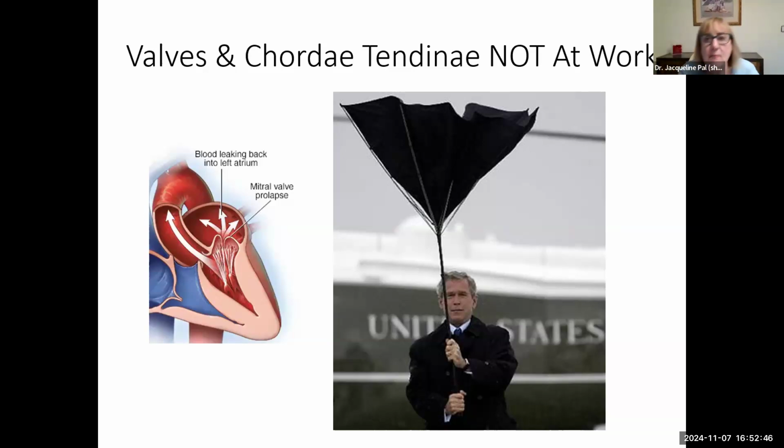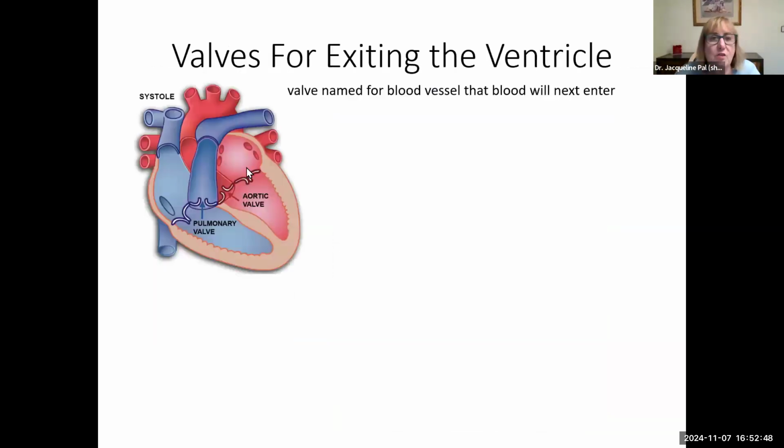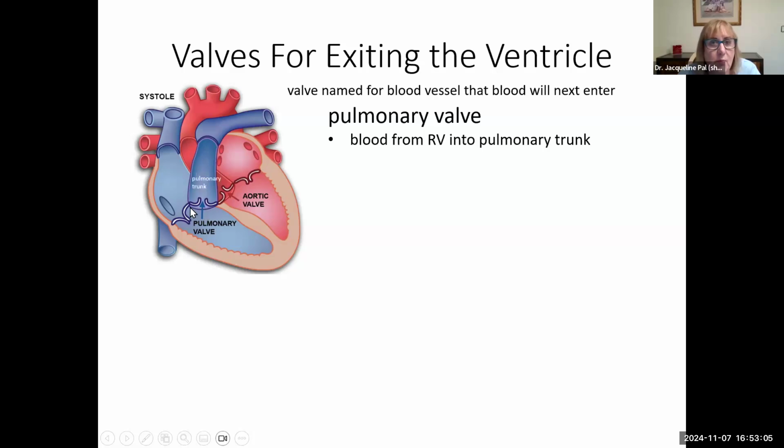All right, let's get back to the heart and look at the other two valves, because we have two valves for exiting the ventricle, and they're going to be named for the blood vessel that the blood is going to be entering. So when we leave the right ventricle, we are going to be entering this vessel through the pulmonary valve. And the name of the blood vessel is the pulmonary trunk. Okay, so there's only one blood vessel at the other side of the pulmonary valve. And the word pulmonary is a word that means lungs.